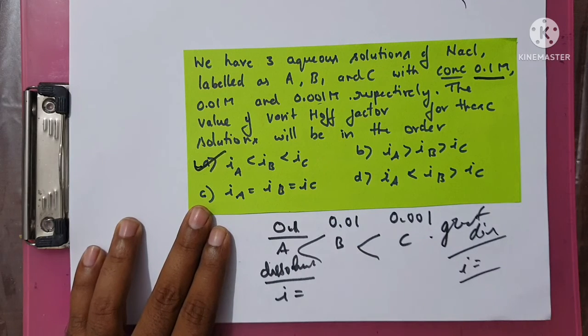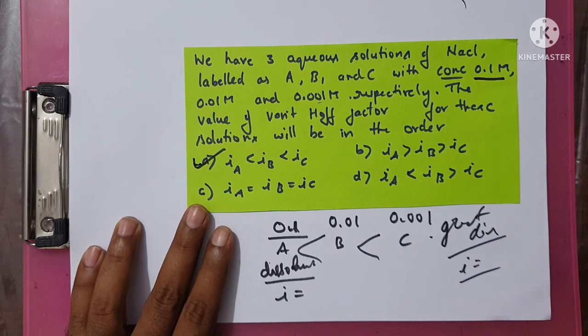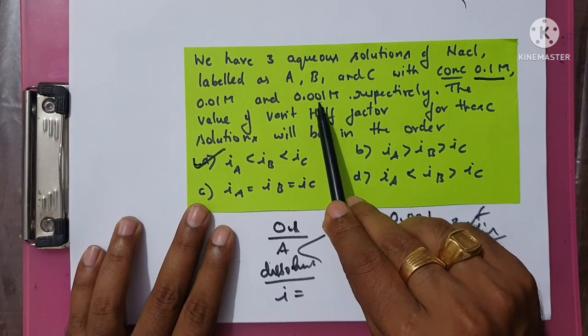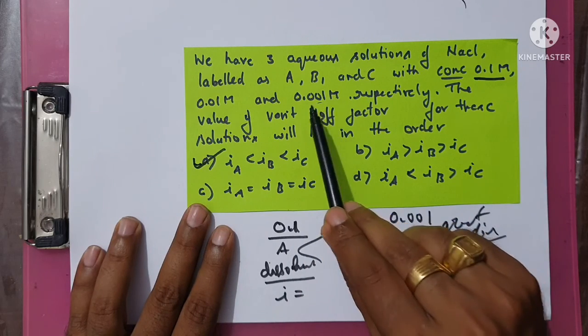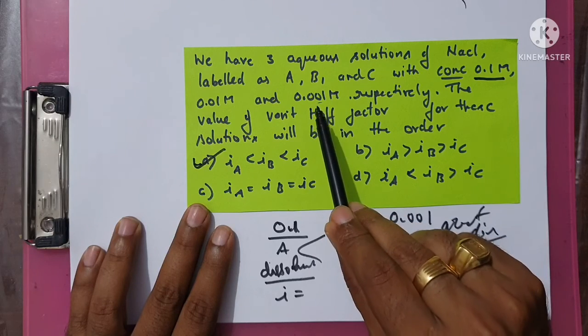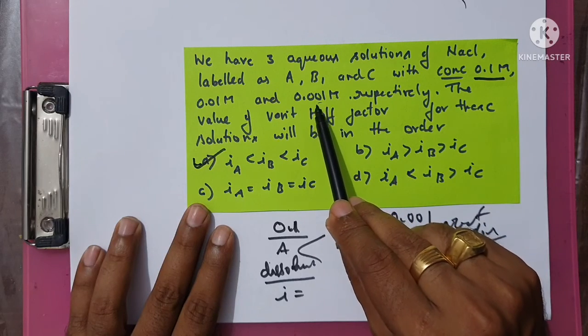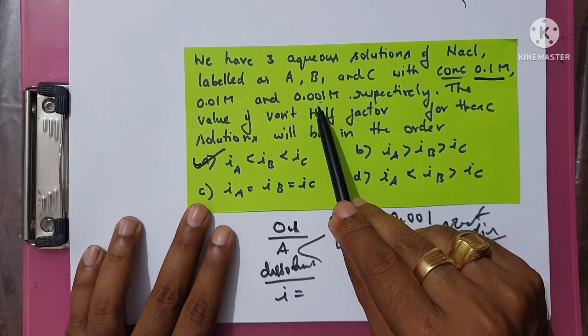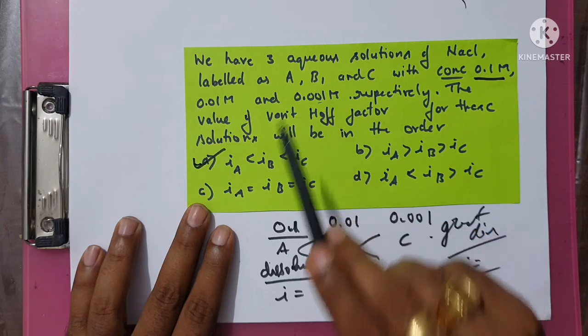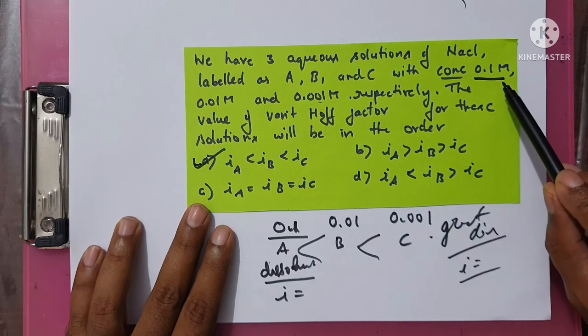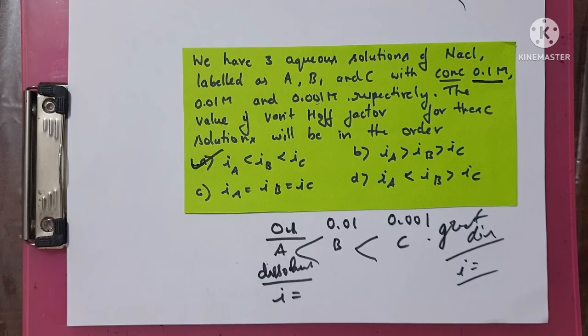Remember, children, don't get confused in this question. It's very simple. This is the one which has more dilution. More the dilution, more will be the i value, because its concentration is very less. It undergoes dissociation much faster compared to 0.1 molar. Hope you have understood everything, and that's all in this video.